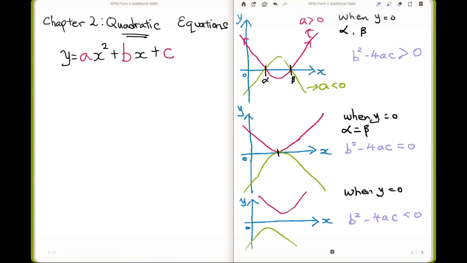So you need to know whether it has two different roots, then that's the case of b squared minus 4ac greater than 0. One root, it will be b squared minus 4ac equals 0. No root will be b squared minus 4ac less than 0.